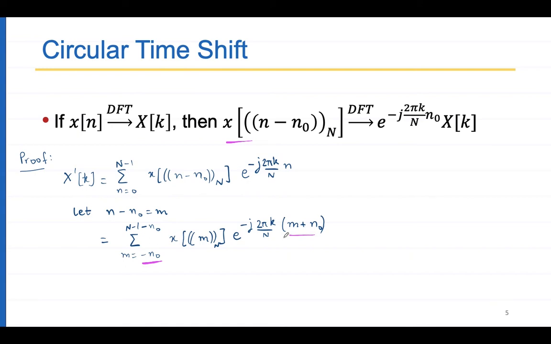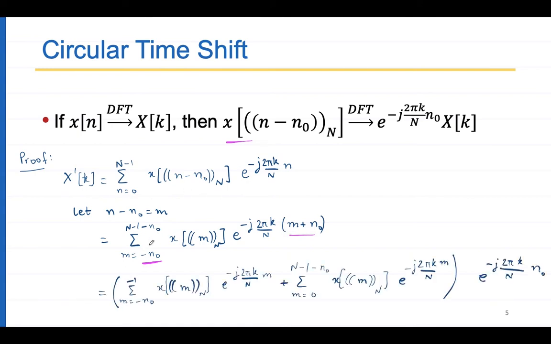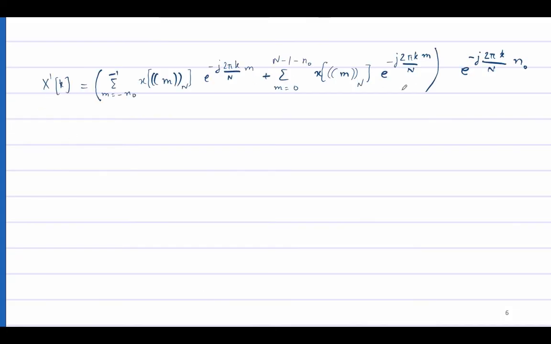Now let us split this summation into two parts. One part lies within the interval 0 to N minus 1, and one part lies outside the interval. Now our task is to bring the part which lies outside the interval to inside the interval. How do we do that? I'm writing the whole thing again, nothing has changed. Now let us look at this term. Here I want to bring it back to the interval, so I replace m with m plus capital N, just to bring it back.